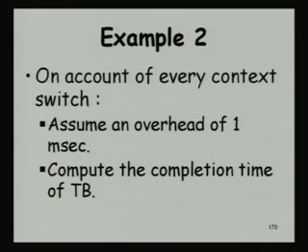Okay. So, let us just make that problem slightly more complicated. Assume that there is a context switch time of 1 millisecond required whenever there is a switch from one task to another. So, what will be the completion time of TB now? Simple extension of the previous answer. Yes, anybody would like to answer this question?